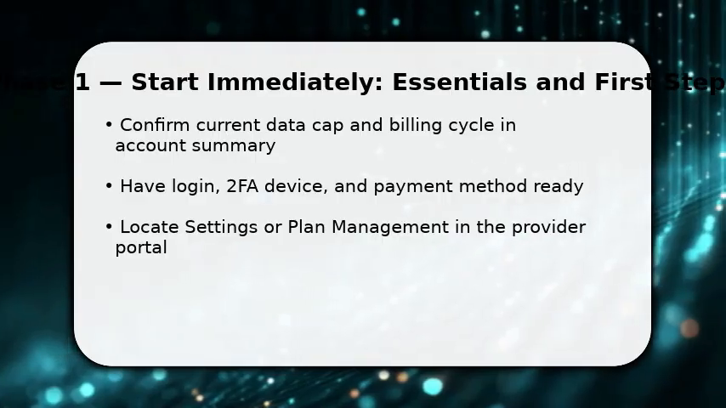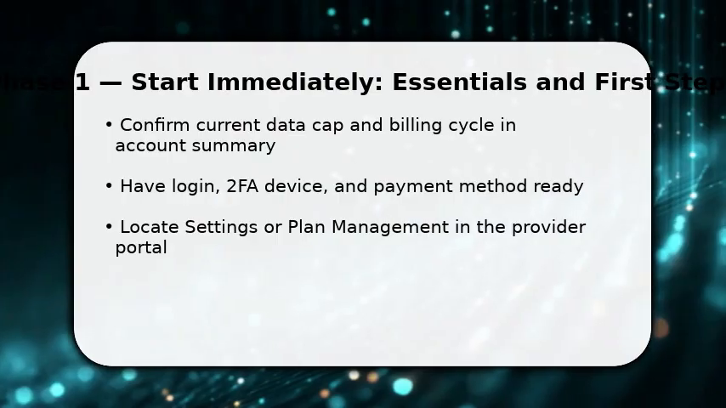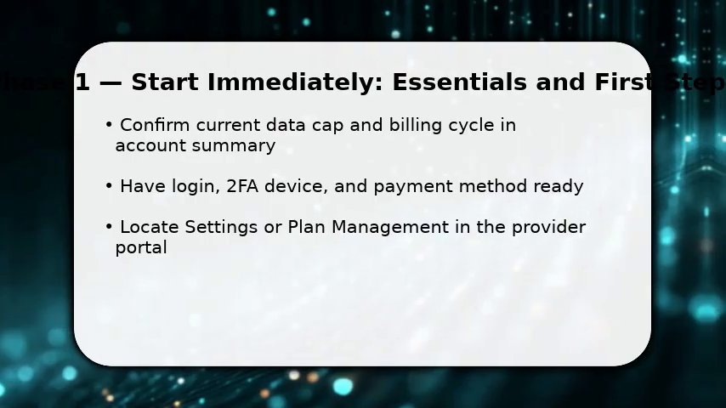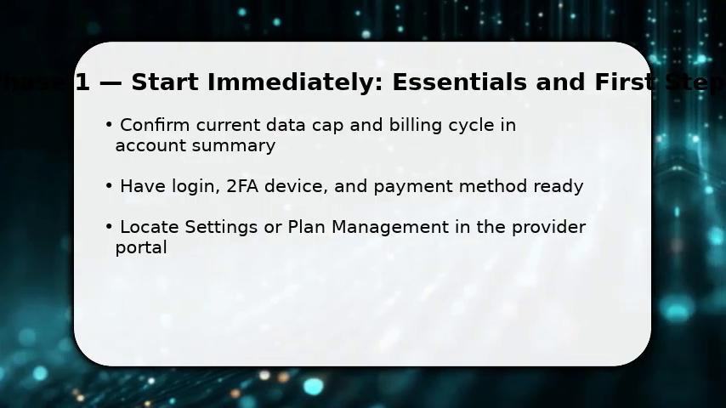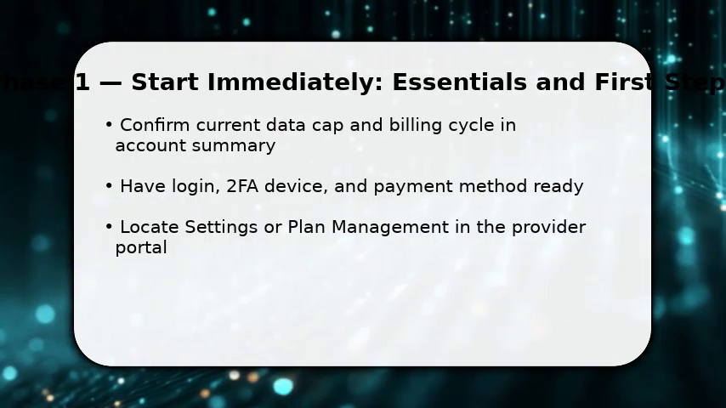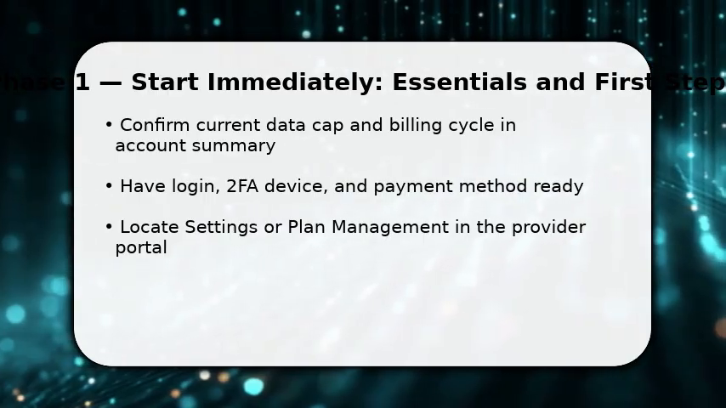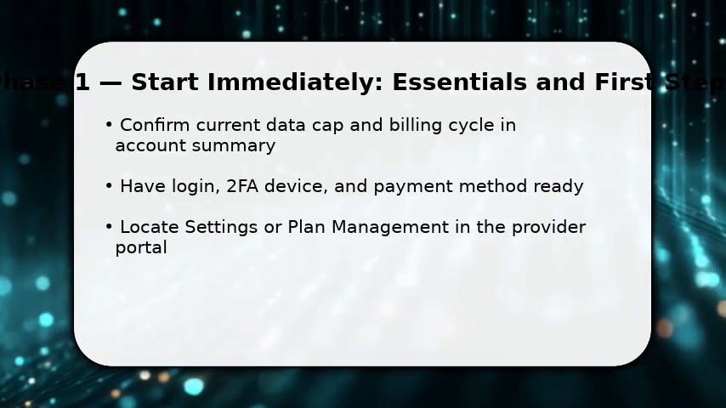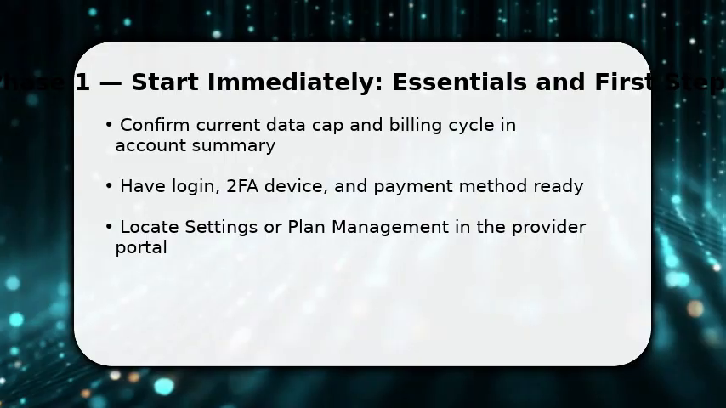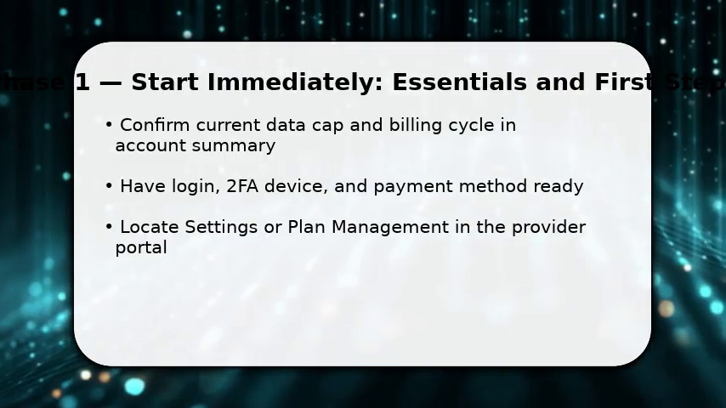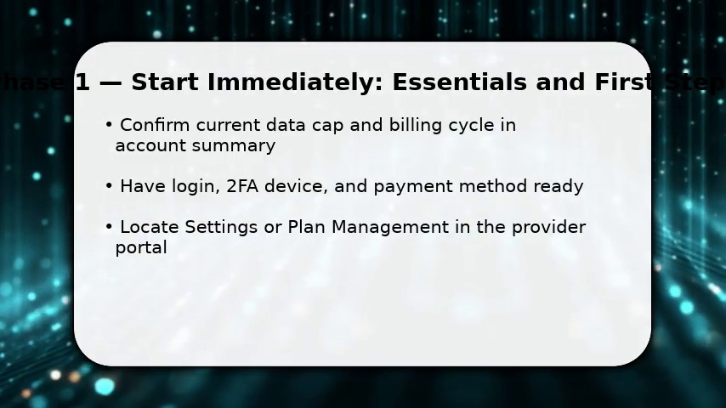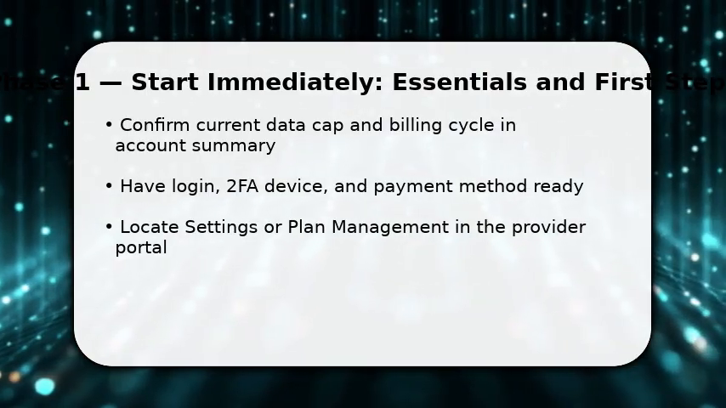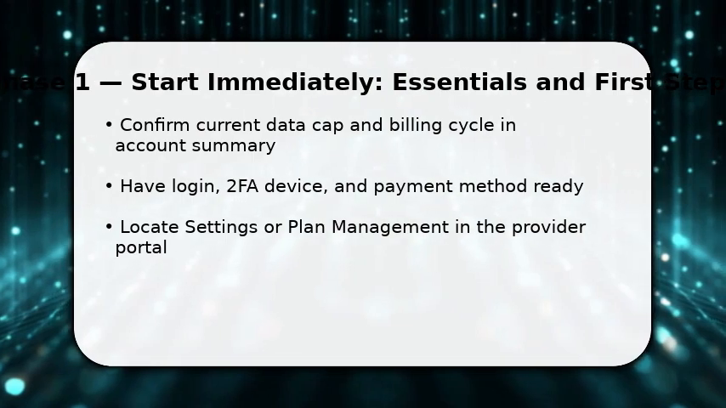You're signed in and ready. Start by confirming your current data cap and billing cycle so you know the target to change. Once done, open Account Settings and navigate directly to Plan Management or Data Settings. Make sure two-factor authentication is available because many providers require re-authentication before edits. Enter the billing section if limits are tied to add-ons. Proceed to the plan editor. This immediate start avoids backtracking and prepares you to modify limits securely and efficiently.